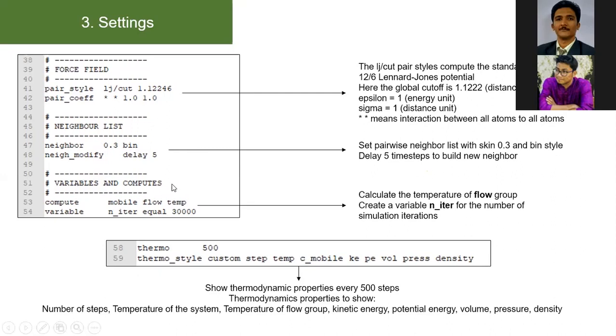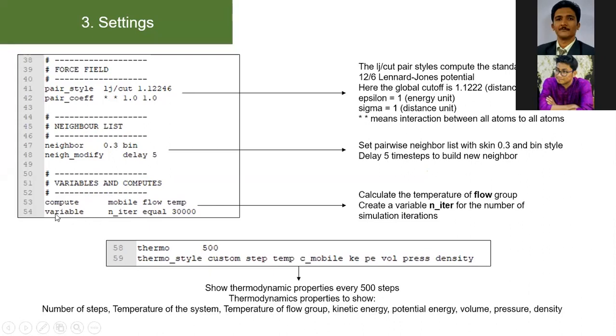And then comes the variable and compute. These are actually optional. Suppose you want to calculate the values of a specific group or a specific thing, then you have to compute those and output those. That is why we're using compute and variable commands. Here I'm calculating the temperature of the flow group, which I named mobile, as it's a mobile group, so it can move. So this mobile compute will calculate the temperature of the flow group.